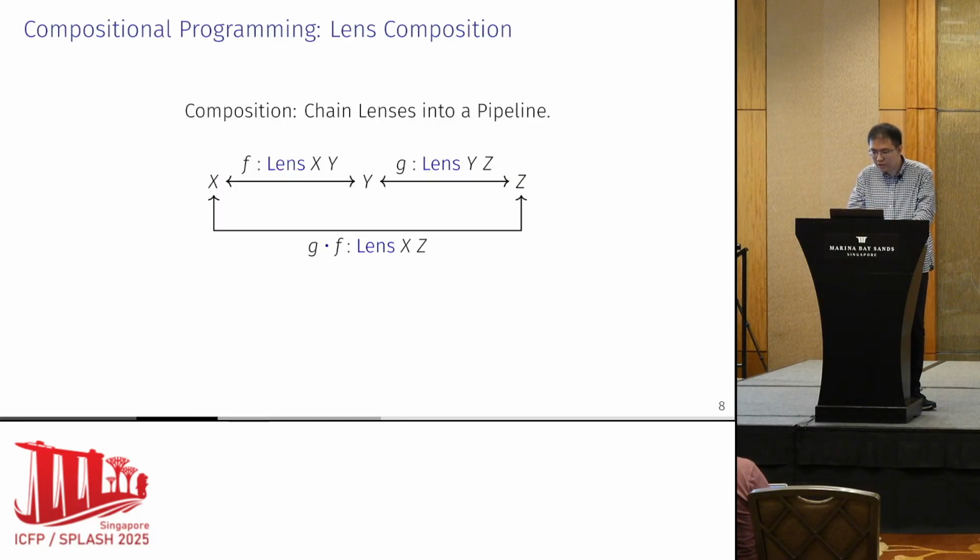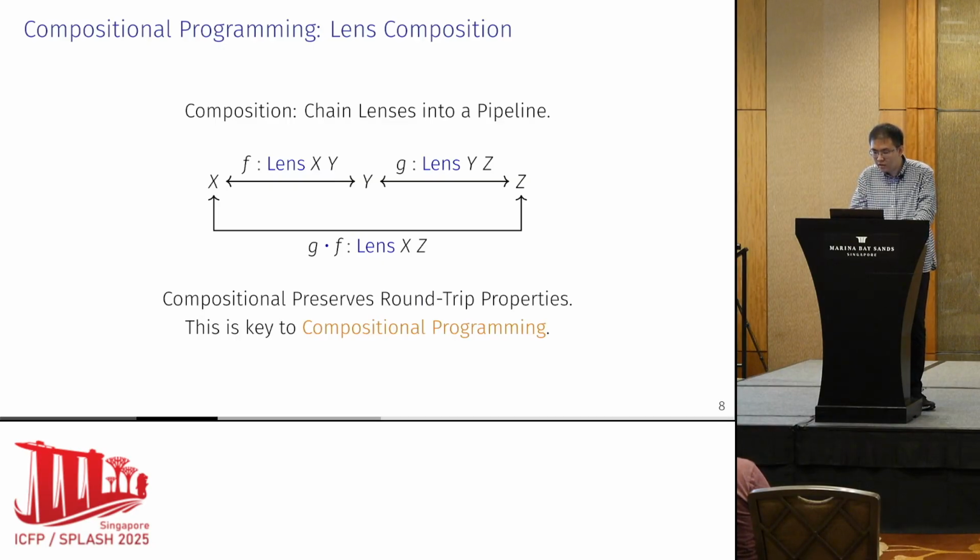And for compositional programming, one very important thing about lenses is that they can be composed, which means we can chain lenses into a pipeline. So if we have a lens f between x and y, and we also have a lens between y and z, then we can form this lens g after f, which is between x and z. The important thing about this composition is that it preserves the round-trip properties, and this is key to compositional programming.